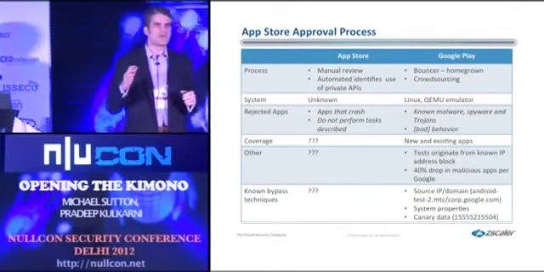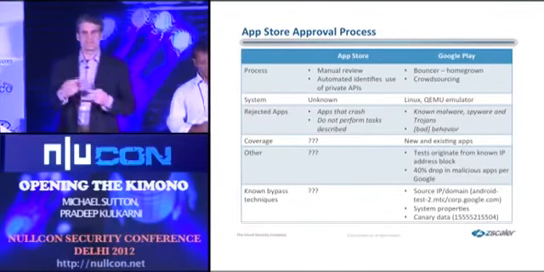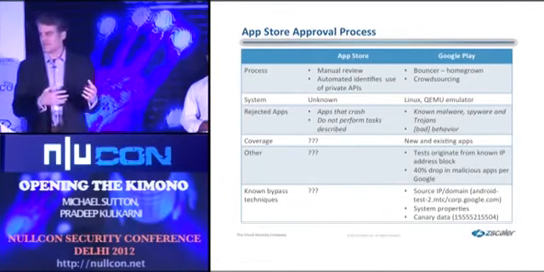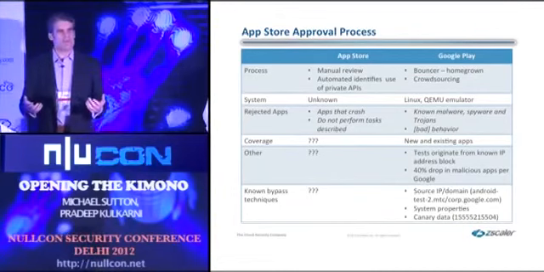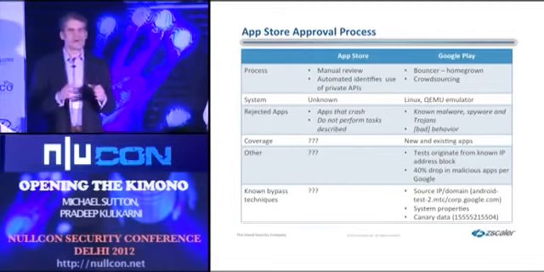They used to be very open. They implemented recently something called Bouncer, which is an automated system that scans all applications in a virtualized environment before they get into the store, which is a very smart approach because it's pretty hard to manually review 500,000 applications. But we've found that Bouncer isn't perfect.